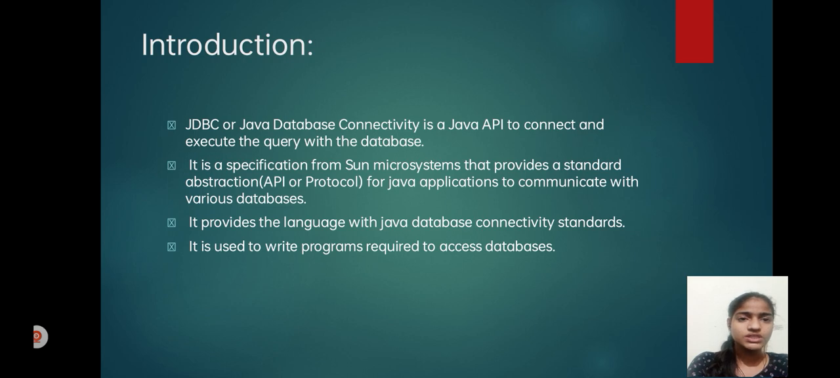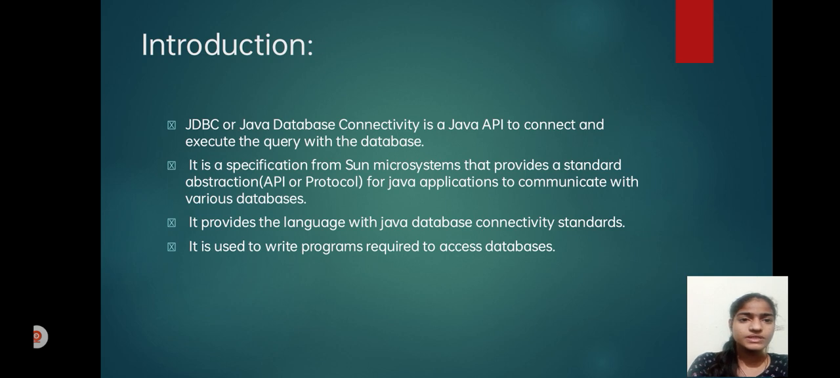Introduction. JDBC or Java Database Connectivity is a Java API. API is nothing but the interface between two softwares or websites, we can say applications, between two applications. So it intercommunicates between the two applications. Here JDBC is a Java API to connect and execute the query with the database. So it connects the database and Java program to do some specific task.